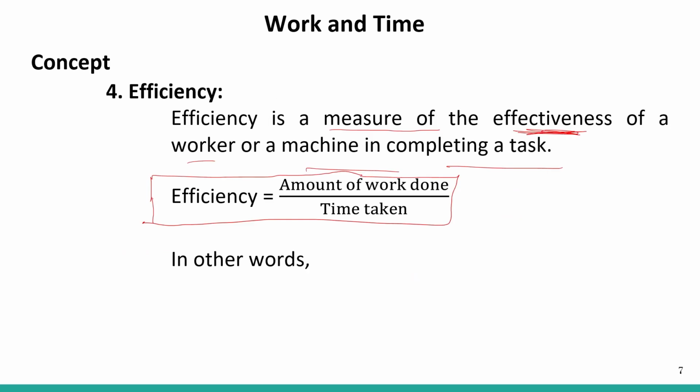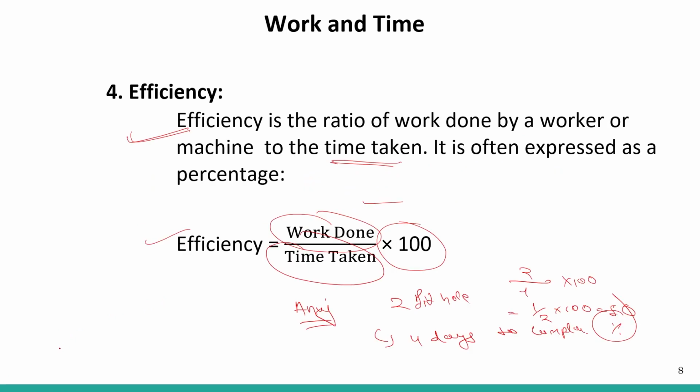So what is efficiency? Efficiency is a measure of effectiveness. Okay, that is what efficiency is. It is a measure of the effectiveness of a worker or a machine in completing a task. In other words, efficiency is equal to the amount of work done by time taken. So efficiency is the ratio of work done by the worker or machine to the time taken. It is often expressed in percentage. So efficiency in percentage is equal to work done by time taken into 100.